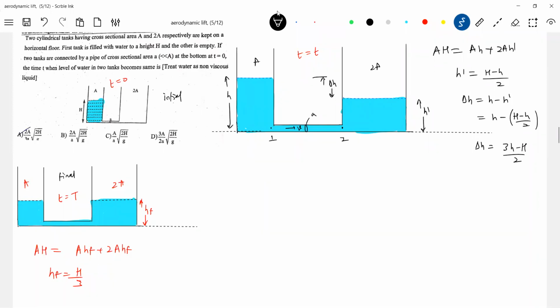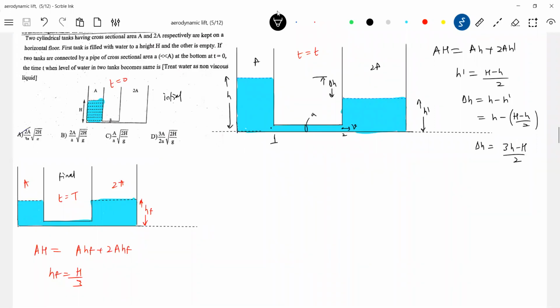Let's apply Bernoulli's theorem. What is the state of the liquid? The liquid will be in motion. Here it is at rest, and it will be in motion, so we have to assume it like this. Here at 2 you can show it is in motion, and here at 1 you can see it to be at rest. Either way, altogether the liquid is rushing. Why did it rush? Due to pressure difference.